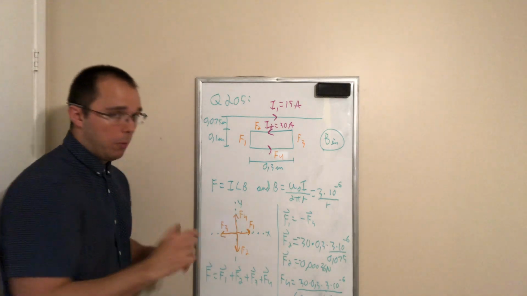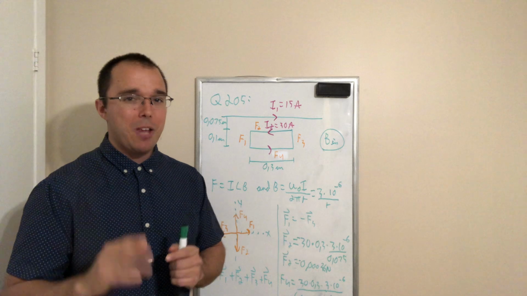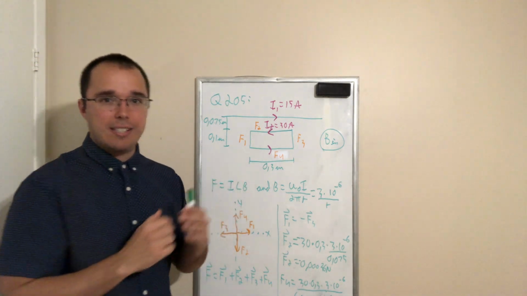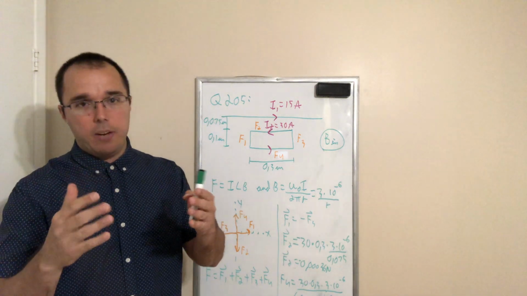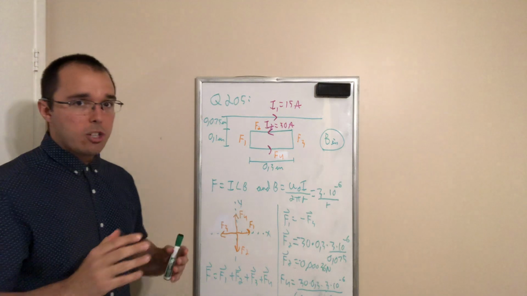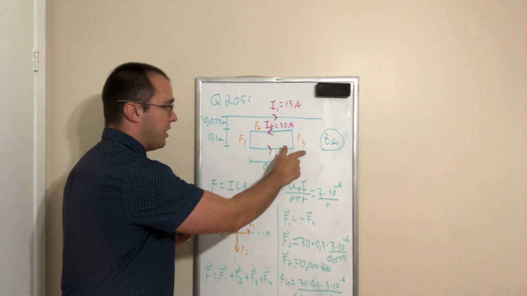F1 and F3 will be the same magnitude, but they point in opposite directions, which means they will cancel out. Okay, so there's a decent chance that you get a question similar to that one in the final at this point. All right, you can use that trick to eliminate the calculation for F1 and F3.